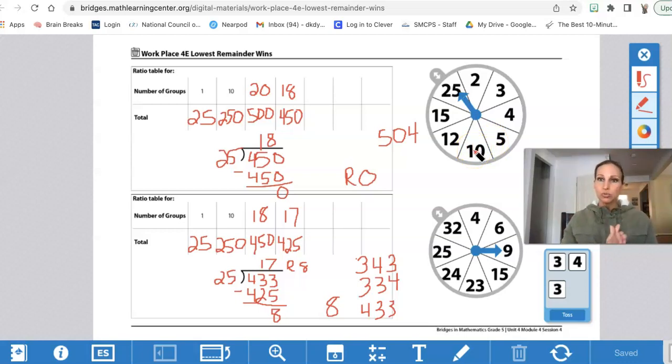So use those rules to help you come up with a dividend that is divisible by the divisor. All right? Good luck.